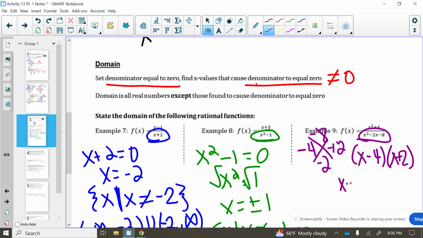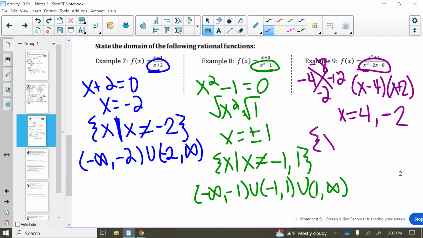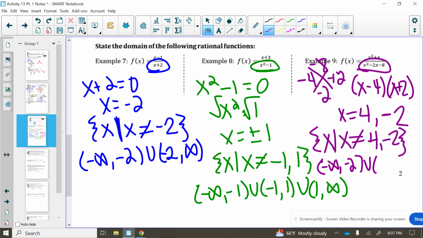And what we notice this time is that our undefined pieces would be at 4 and the other at negative 2. So again, we could either say x can be anything except 4 and negative 2. Or, if we like interval notation a little better, from negative infinity until we get to negative 2, things are fine. Or from negative 2 to 4. Or from 4 to infinity. And not including those break pieces of our domains.